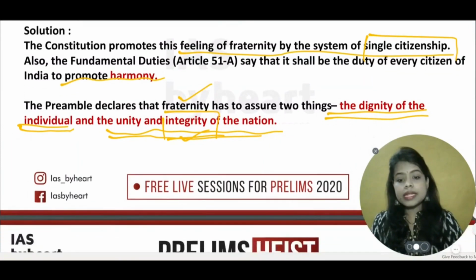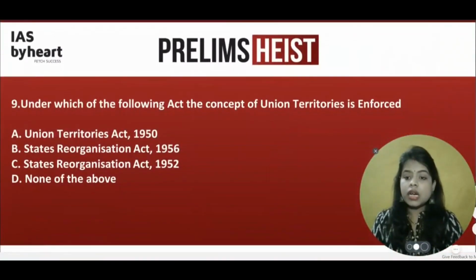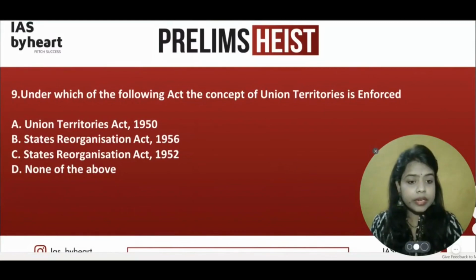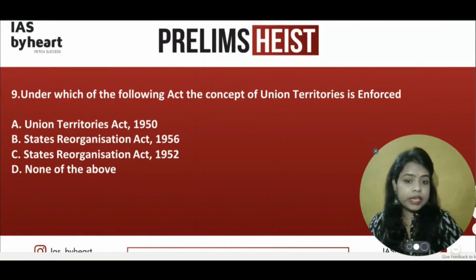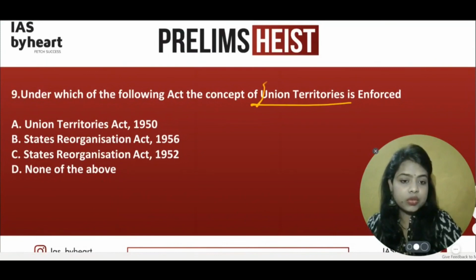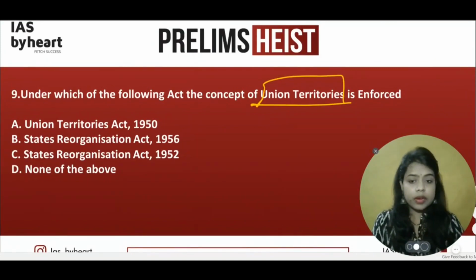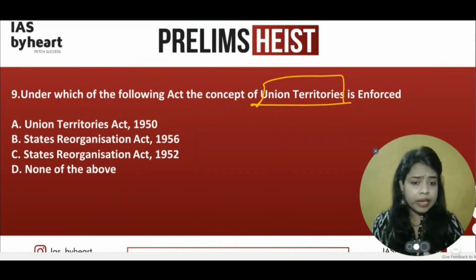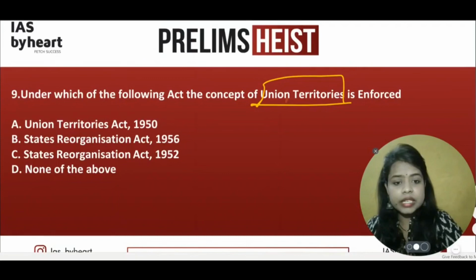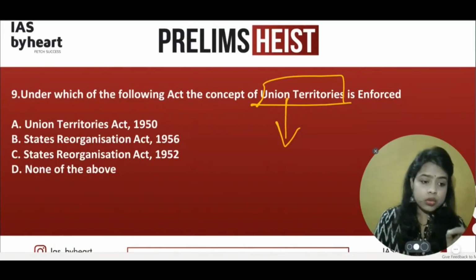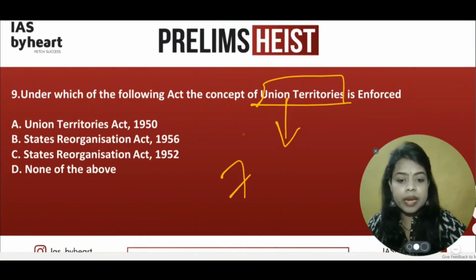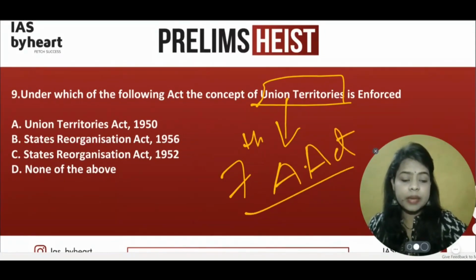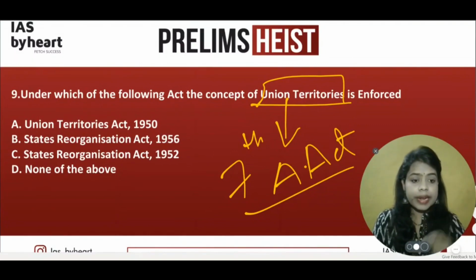Okay. Then the next thing, the 9th question: under which of the following acts is the concept of union territories enforced? Union territories are very much in the recent news, so that's why I have framed a question related to them. Usually you remember the amendment. Most of you might know that union territories were not there when the Indian Constitution was formed. With the 7th Amendment Act it became a reality. That's why you don't see the word union territory in the beginning of the Constitution. Later it was added. But under which act was it added?